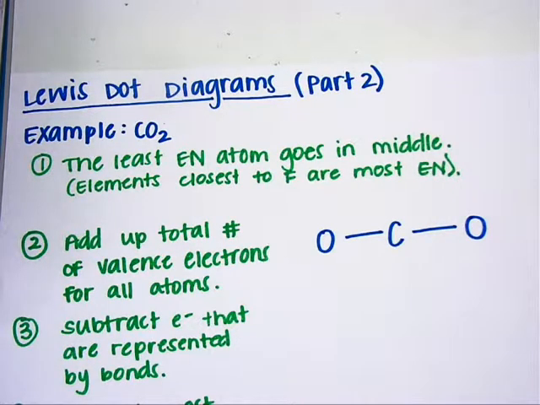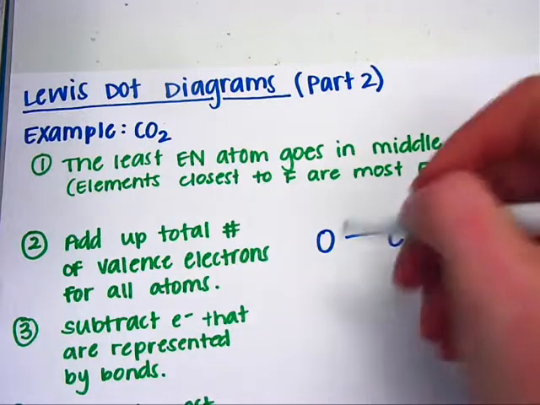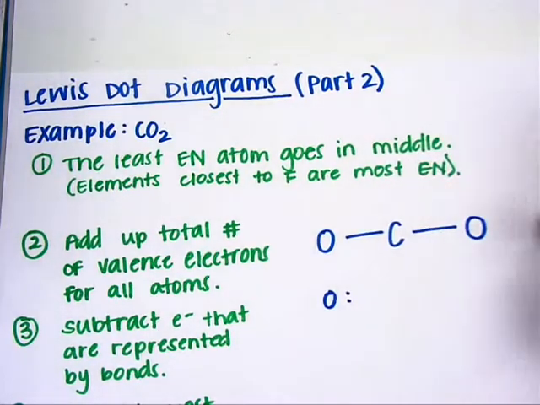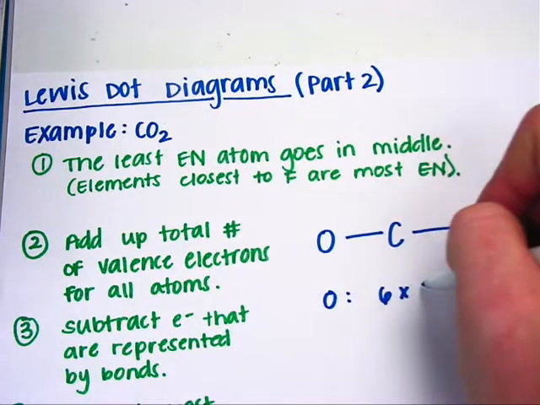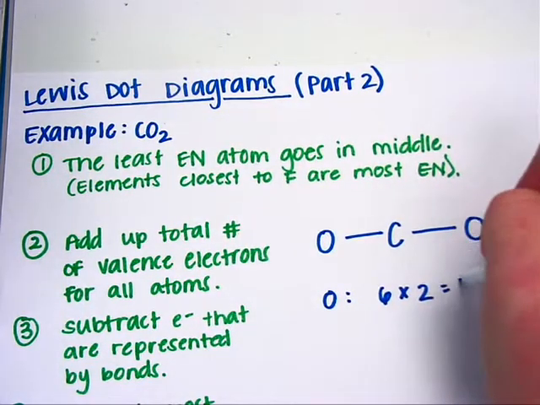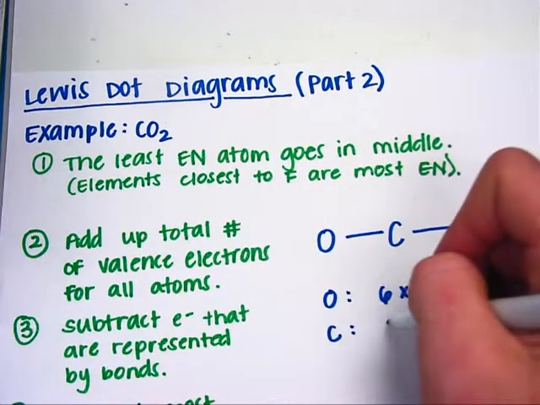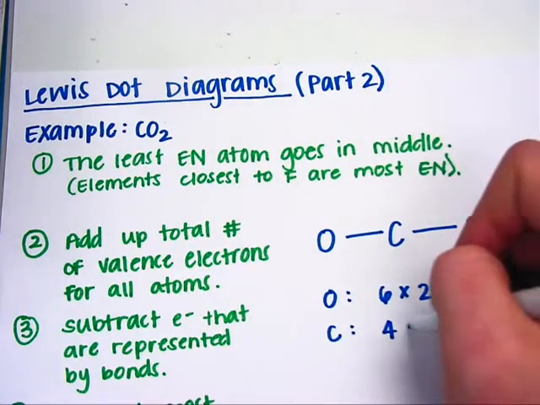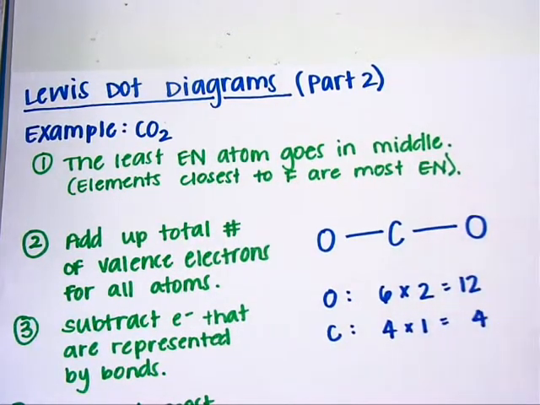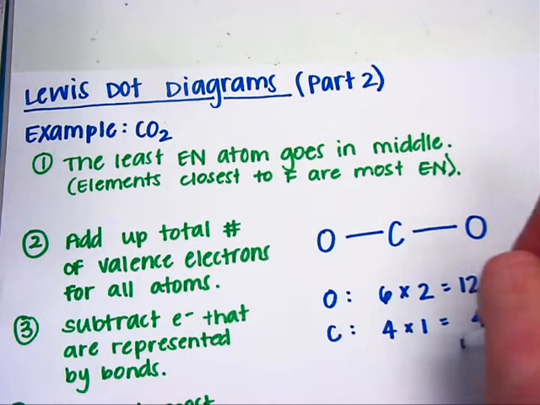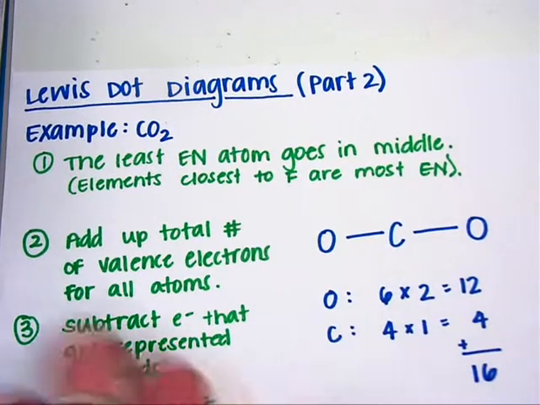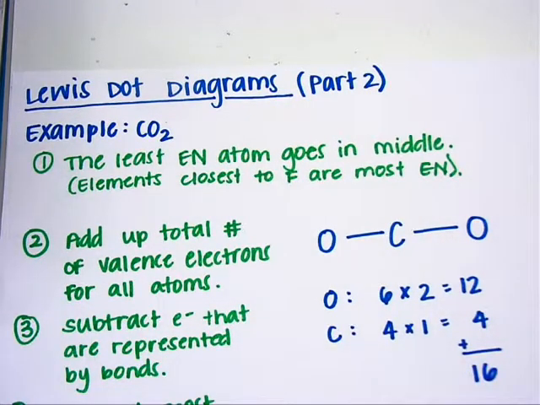So I'm going to add up the total number of valence electrons for all of my atoms. In this problem, oxygen is going to bring 6 electrons to the table, and there are 2 oxygens, which will give me a total of 12 electrons. Carbon is going to bring 4 valence electrons. So then the total number of valence electrons that we'll have here is 16 valence electrons.